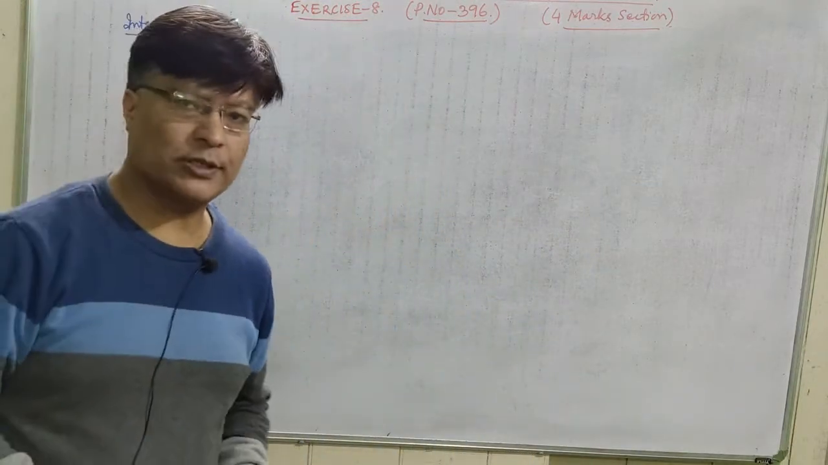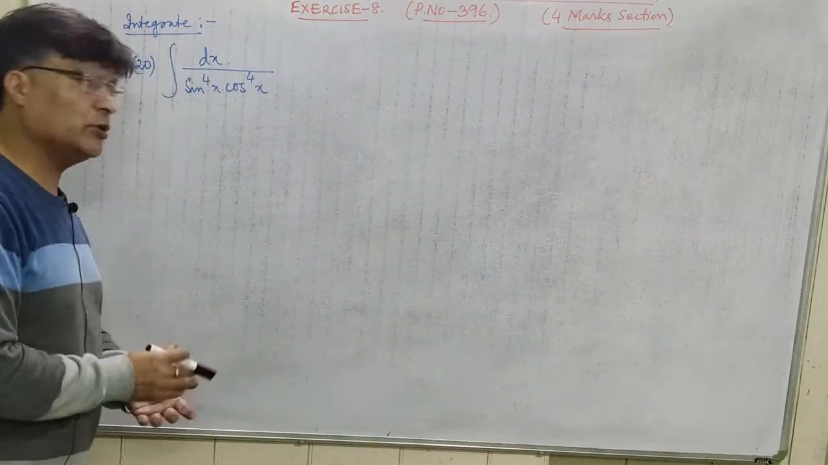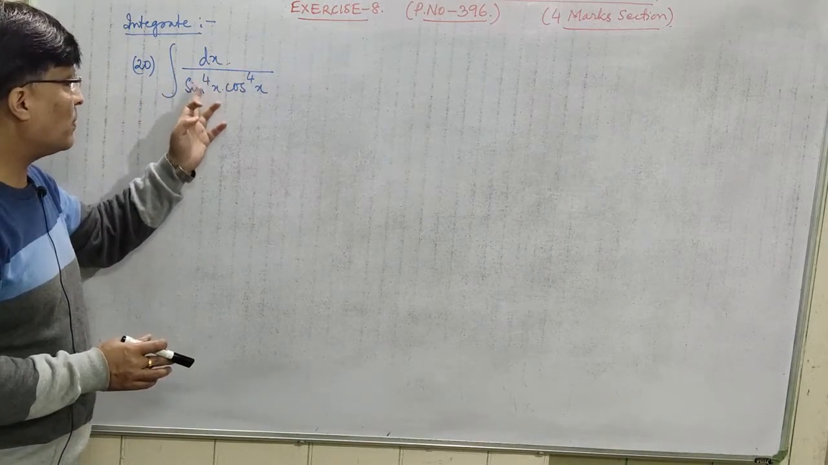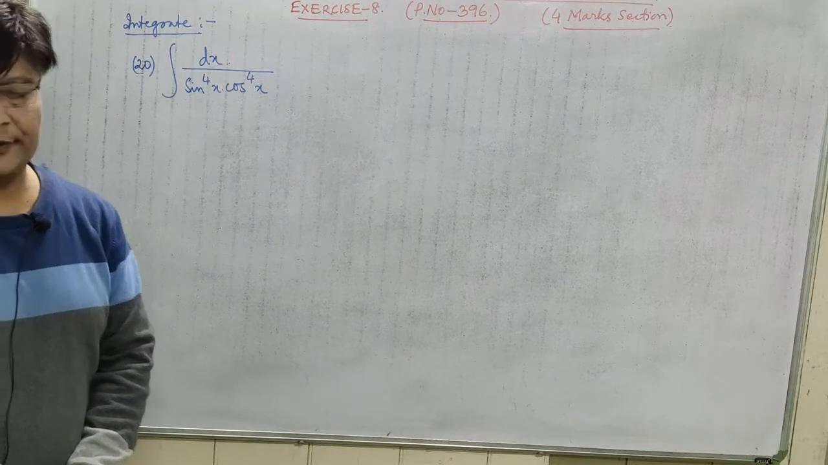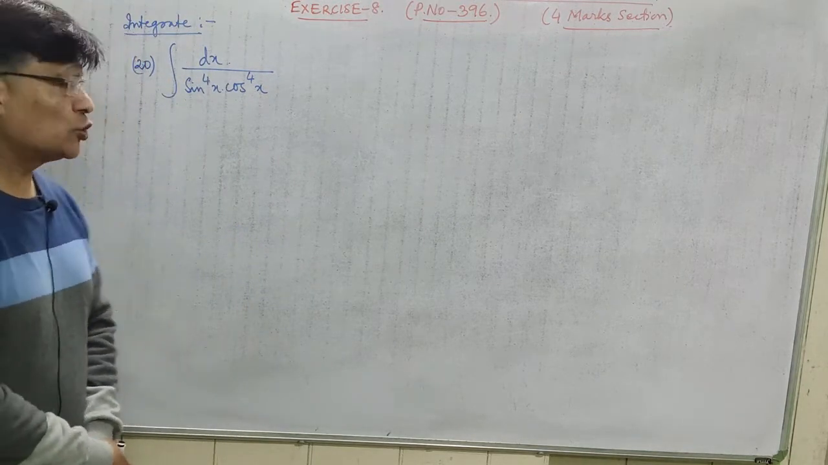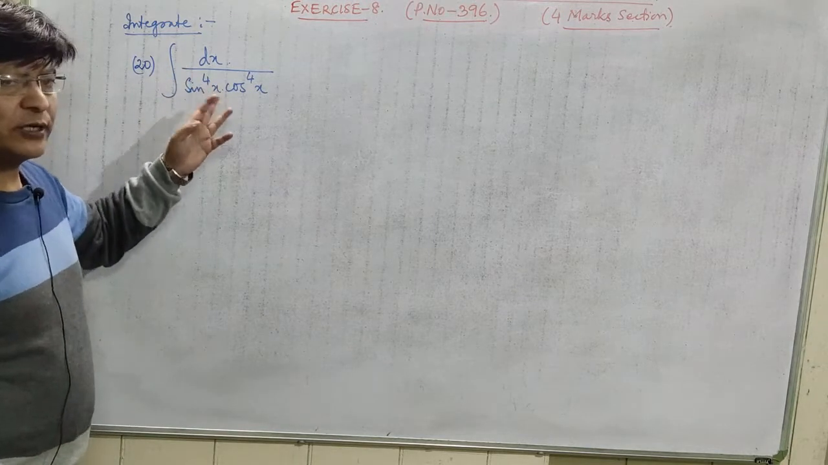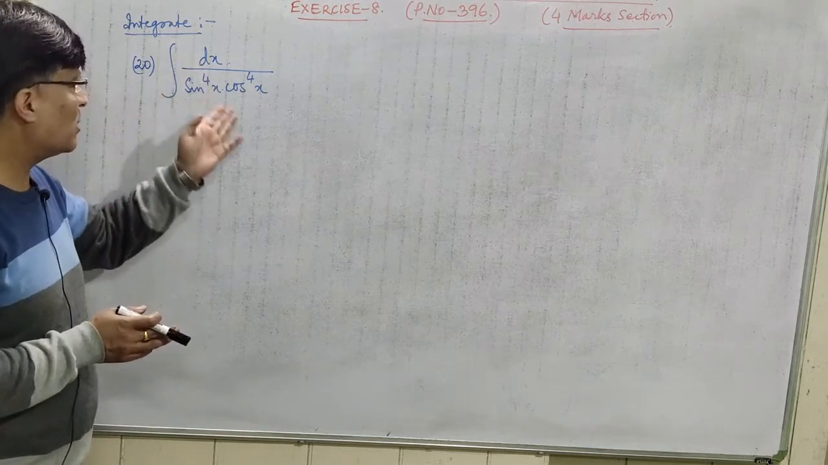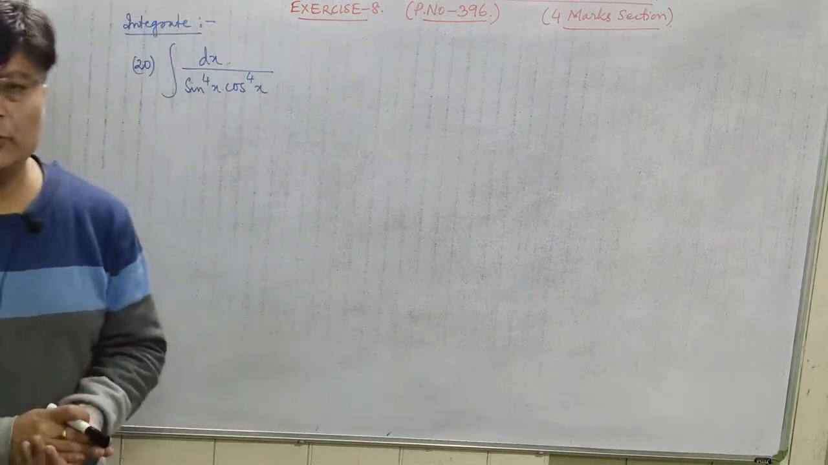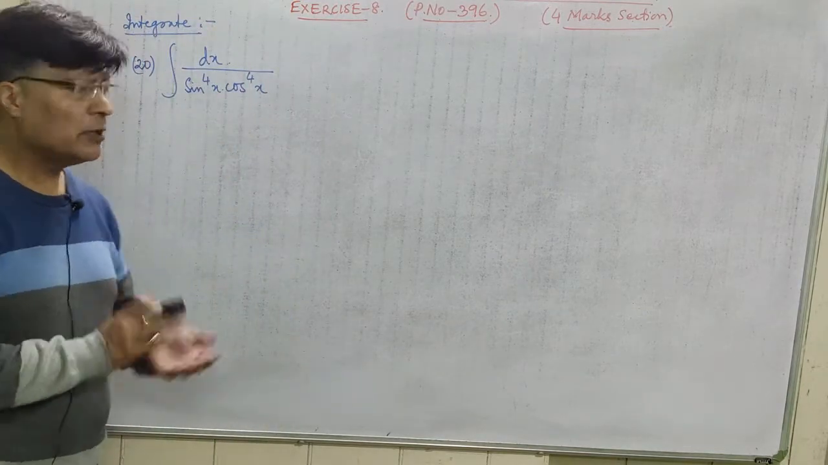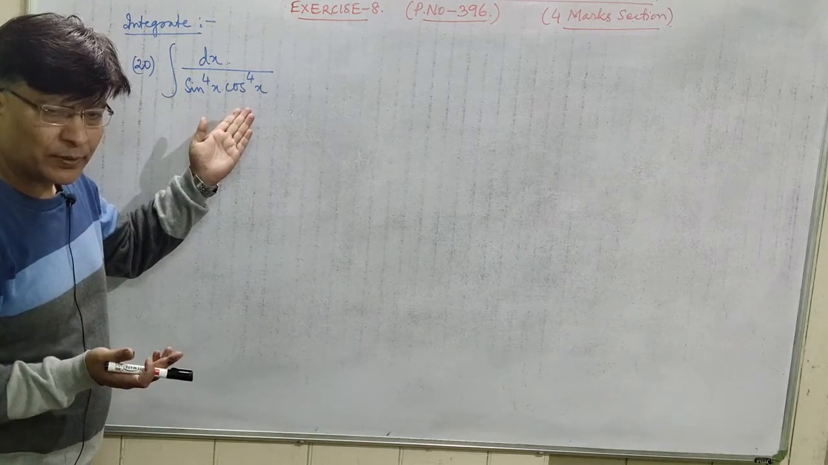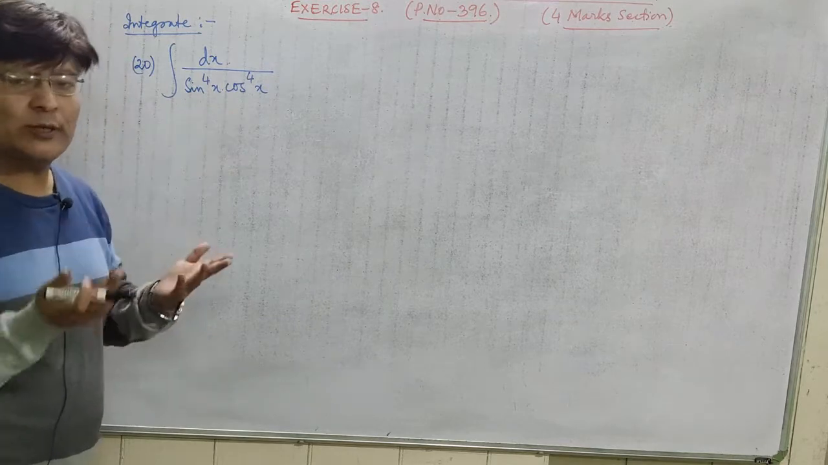So now we'll do the next question, that is question number 20. You have to evaluate this integration, that is integral of dx divided by sine to the power 4x into cos to the power 4x. So how can you evaluate this integration? So in this case, 1 by sine to the power 4x is cosec to the power 4x, and 1 by cos to the power 4x is sec to the power 4x. So you cannot use this formula in this case, okay? So let us convert this sine to the power 4x into tan.